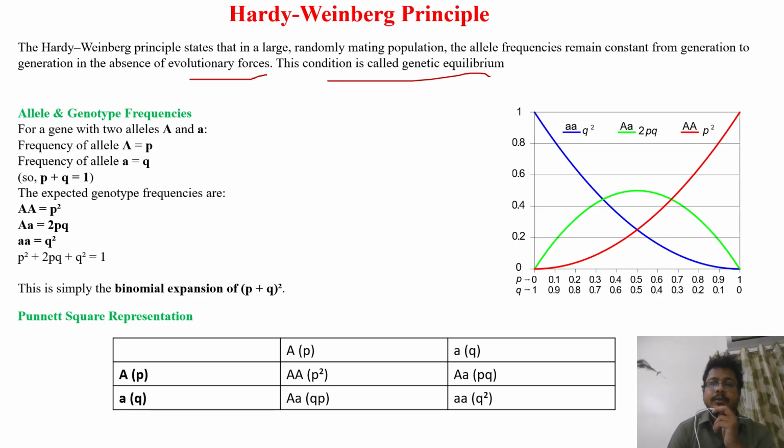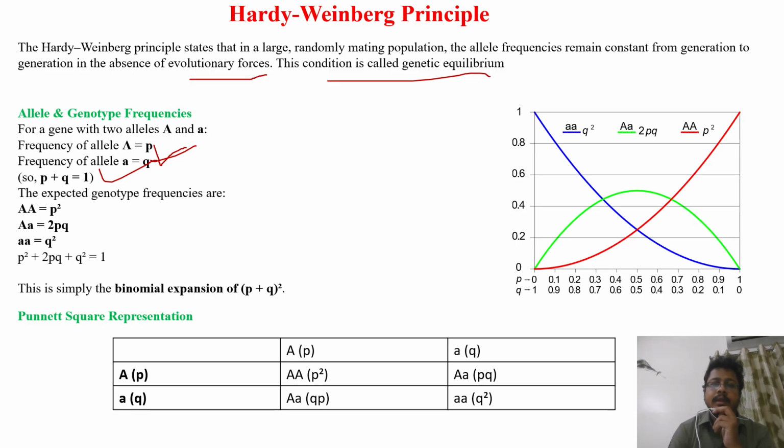Now let us come to the principle itself. Suppose a gene has two alleles, capital A and small a. Let the frequency of capital A be p, and the frequency of small a be q. So there are only two alleles, and the sum of their frequencies must be equal to 1, according to the Hardy-Weinberg principle. So p plus q is equal to 1.